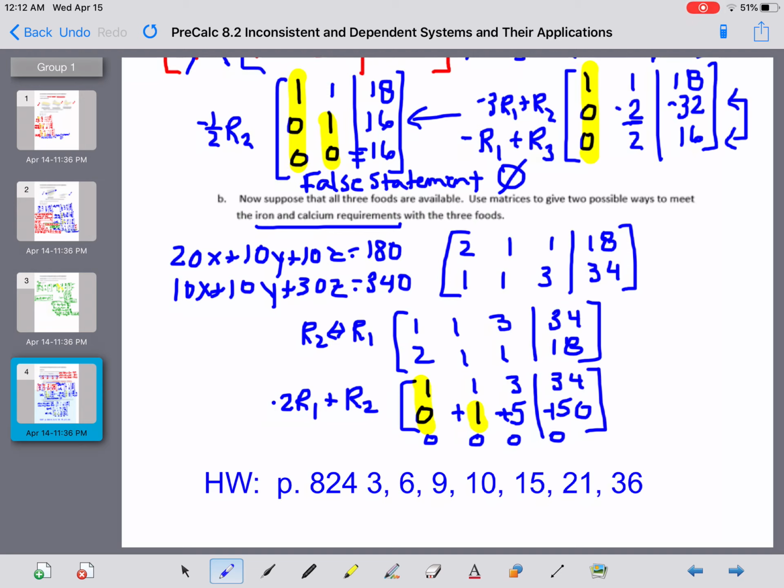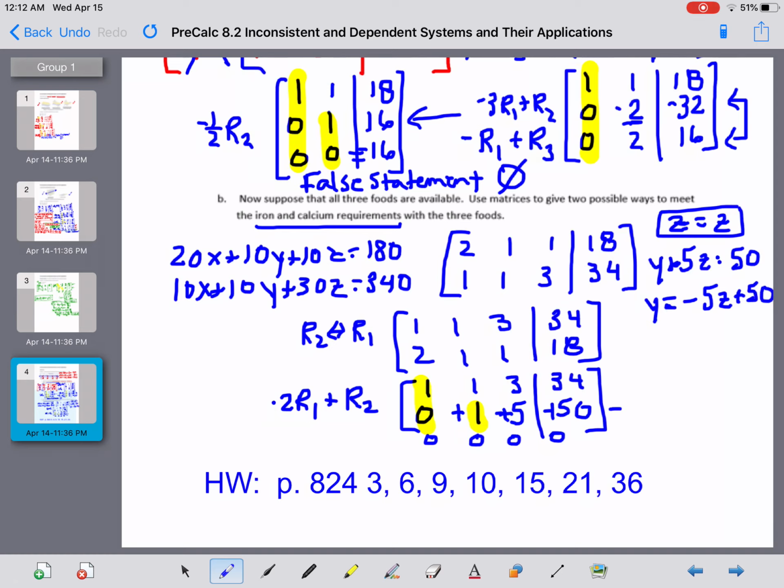All right, so we have this, and now we're going to try to find our y. So using my bottom row right here, I have y plus 5z equals 50, which means y can just be negative 5z plus 50 when I subtract 5z to the other side. So that gives me my y.